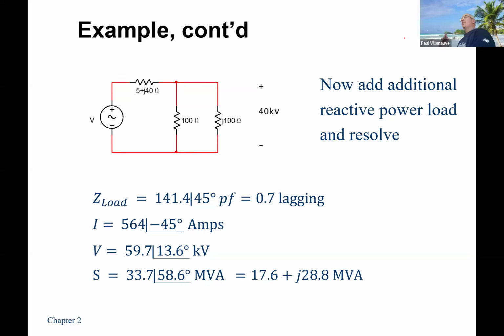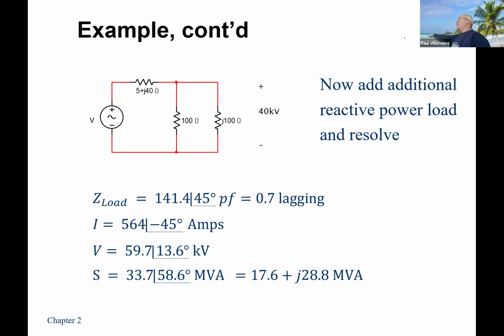So now my current was at 400. Now it's up to 565. So just by the addition of a j100 ohm, some imaginary reactive power, my line now has to be able to handle almost 565 amps of current. Which means I'm going to get a lot more I squared R losses in my line, right? Look at the voltage though. I went from 45 kV up to 60 kV.